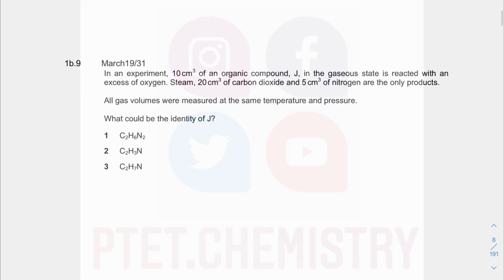Question 9, this is another combustion analysis. So we have an organic compound. They give us the volume, which is 10 cm3. This is in the gaseous state, and that is important because the mole of gas is equal to the volume of the gas over the molar volume of the gas. All gases will have the same molar volume at the same temperature and pressure. So at room temperature and pressure, that value is 24 dm3 per mole or 24,000 cm3 per mole.